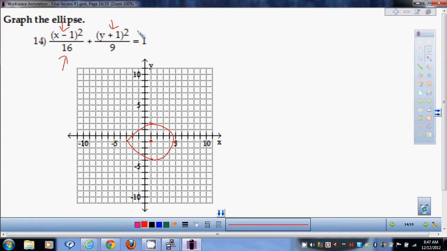And for an ellipse, this number should always be a 1. I heard that the one on the ACT that you had the other day, this wasn't a 1. Is that true? Anybody took that the other day?